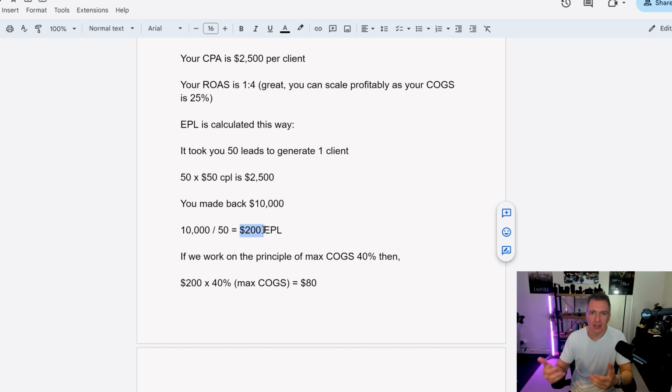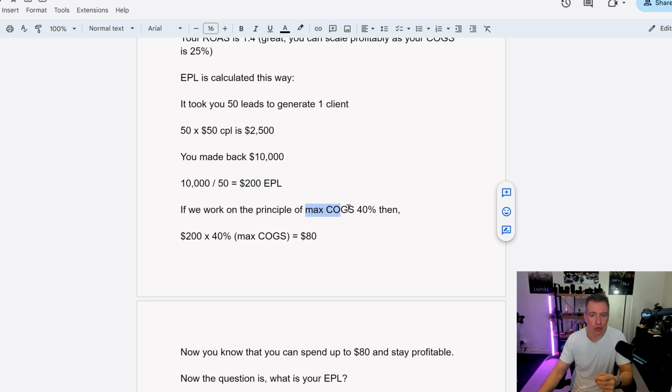So if you're spending and it's costing you $10 or $20 a lead, you know on average I make back $200 on this lead, right? So now if we work on the principle of max COGS of 40%, you can go 200 times 40% is $80. That means to stay profitable, now you know you can spend a maximum of $80 and be highly profitable.